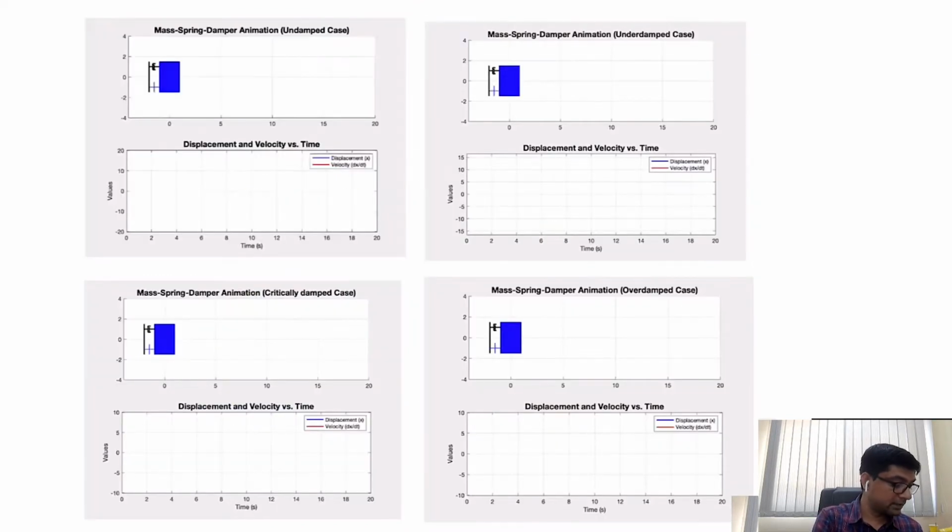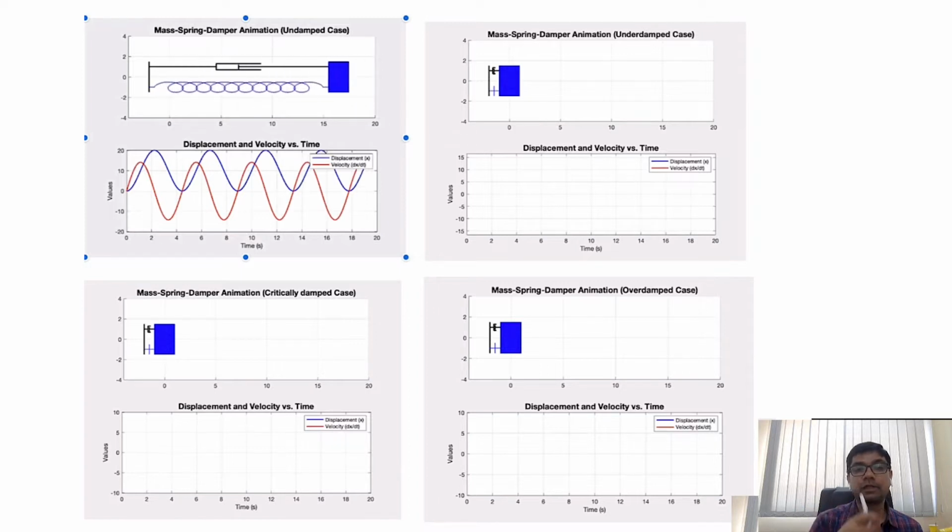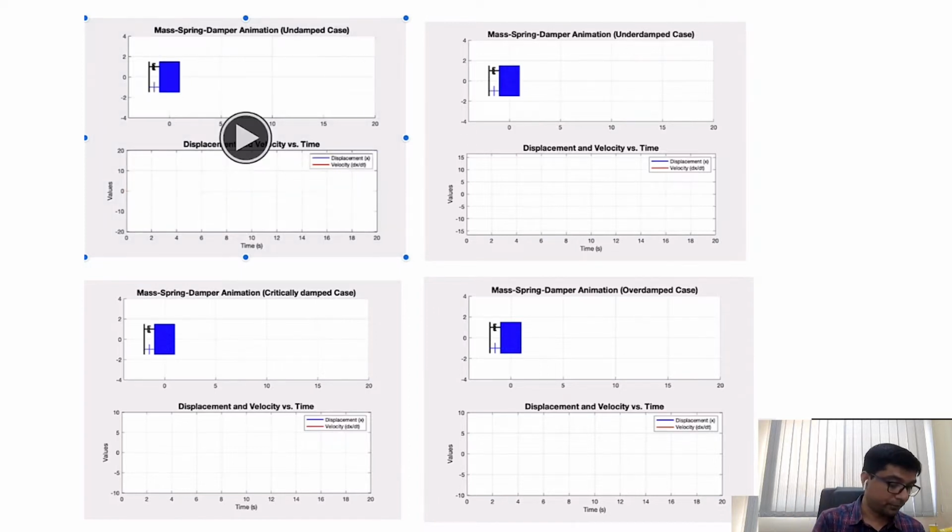The first thing is the undamped case, where I will have no resistance in my system. It's like I start with a pendulum at some arbitrary position, and it just keeps oscillating forever.